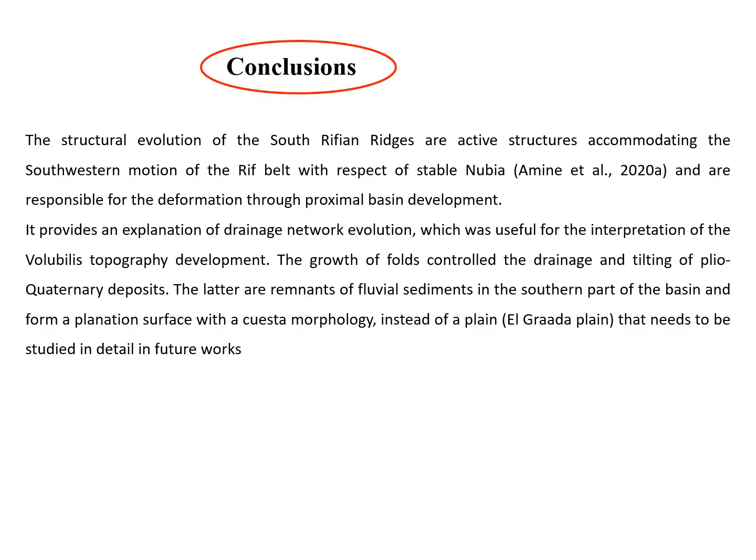In summary, the structural evolution of the South Rifain Ridges are active structures accommodating the southwestern motion of the Rif belt with respect to the stable Nubia, and are responsible for the deformation of proximal basin developments. It provides an explanation of drainage network evolution, which was useful for the interpretation of the Volubilis topography development.